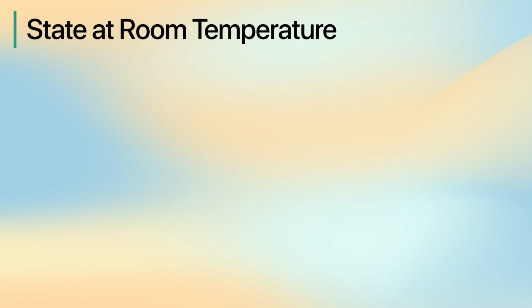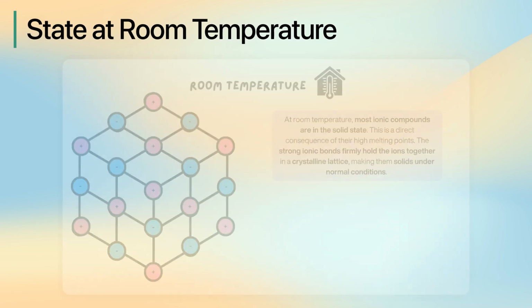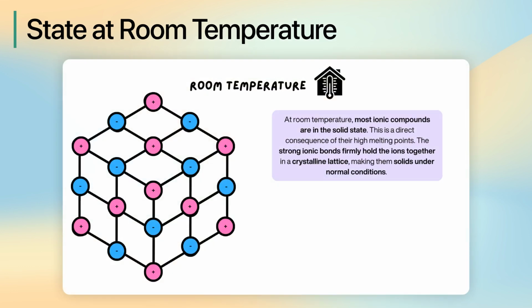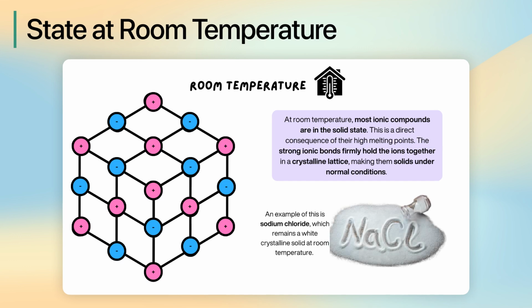Lastly, let's discuss state at room temperature. At room temperature, most ionic compounds are in the solid state. This is a direct consequence of their high melting points. The strong ionic bonds firmly hold the ions together in a crystalline lattice, making them solids under normal conditions. An example of this is again sodium chloride, which remains a white crystalline solid at room temperature.